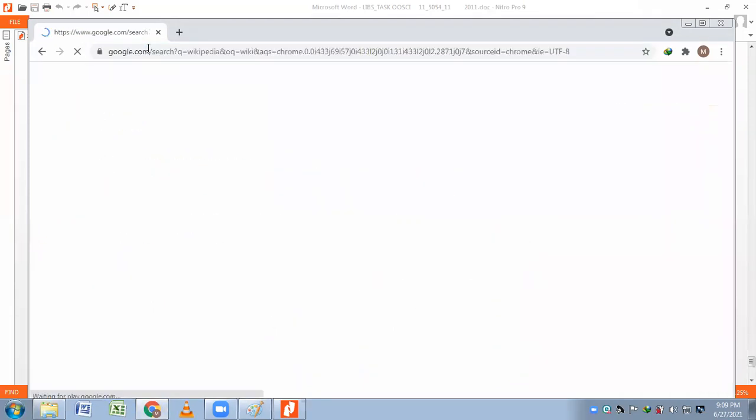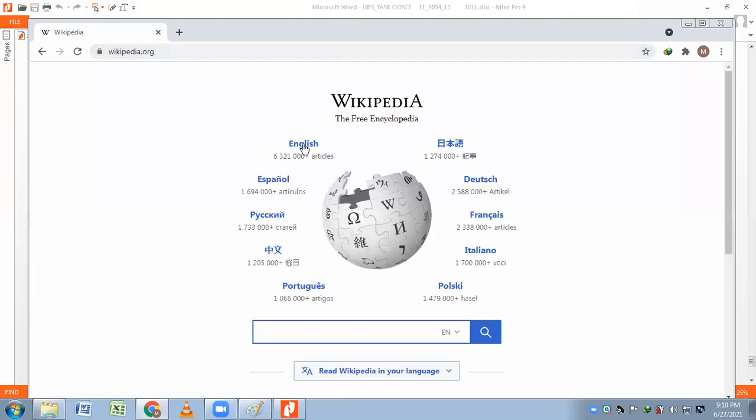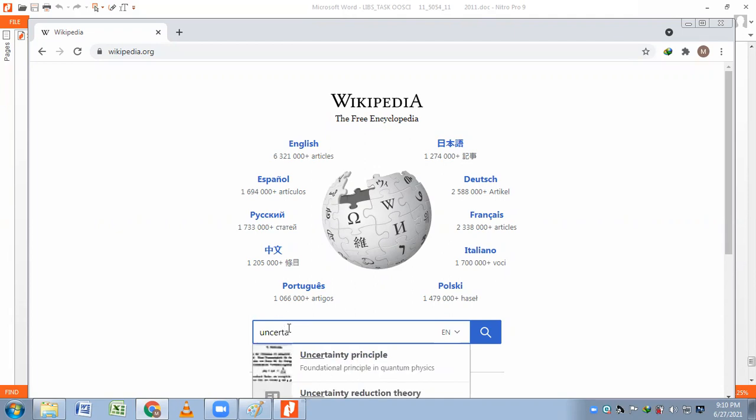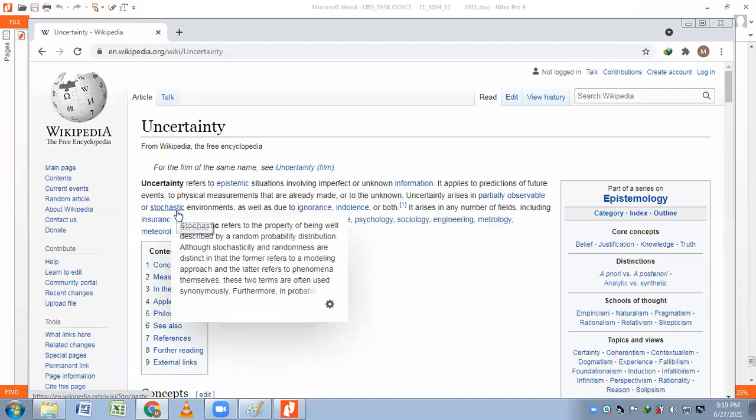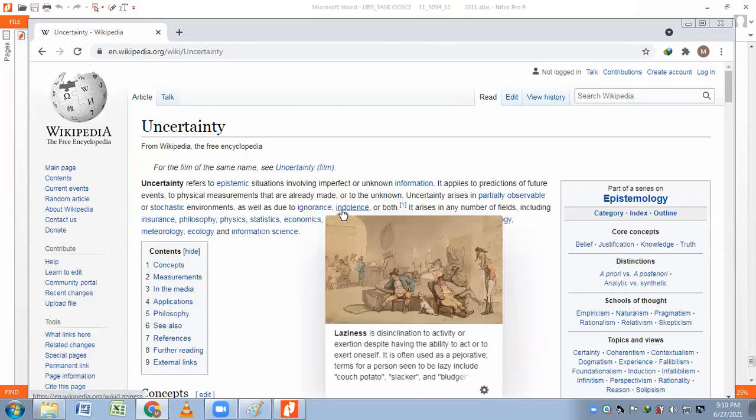Let me just look it up on Wikipedia a little bit. Uncertainty refers to epistemic situations involving imperfect or unknown information. It applies to predictions of future events, to physical measurements that are already made, or to the unknown. Uncertainty arises in partially observable or stochastic environments, as well as due to ignorance, indolence, or both.